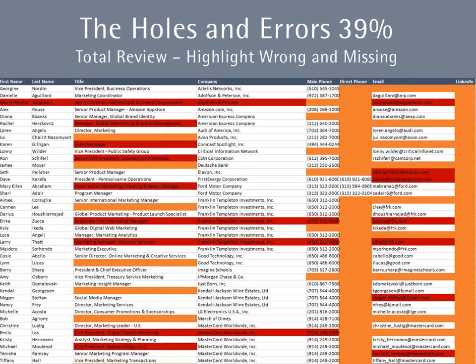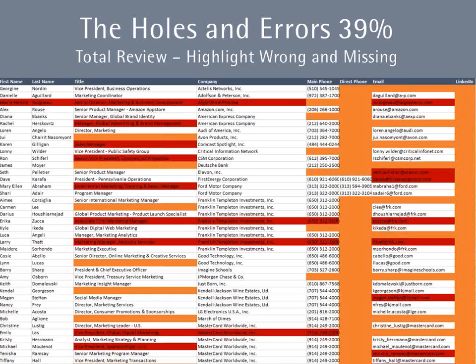The next one was finding the holes and errors, and this is where you're really starting to spend a lot of time. In this particular example, we were highlighting the wrong person and missing information. Get to about 39% in this particular example. So 39% of their data was either wrong or missing, and that's by number of rows. So it becomes quite a substantial data set as you're starting to look at it from that way.